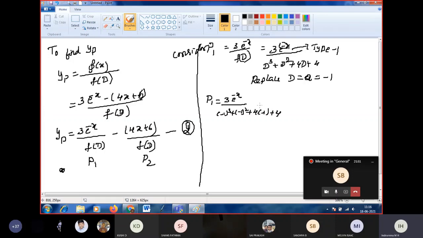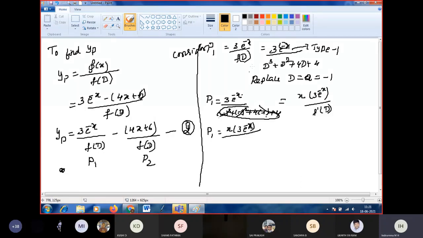So minus 4 plus 4 cancel. What is minus 1 whole cube? Minus 1. What is minus 1 whole square? Plus 1. Minus 1 plus 1, minus 4 plus 4 cancel. We got 0 in the denominator, so we take the differentiation of f of D: 3D square plus 2D plus 4.